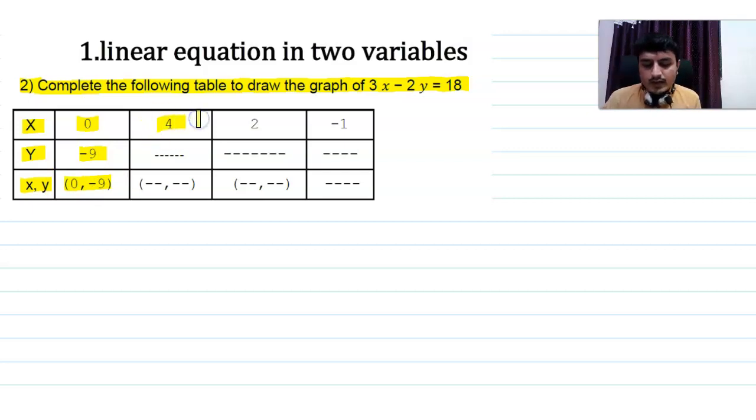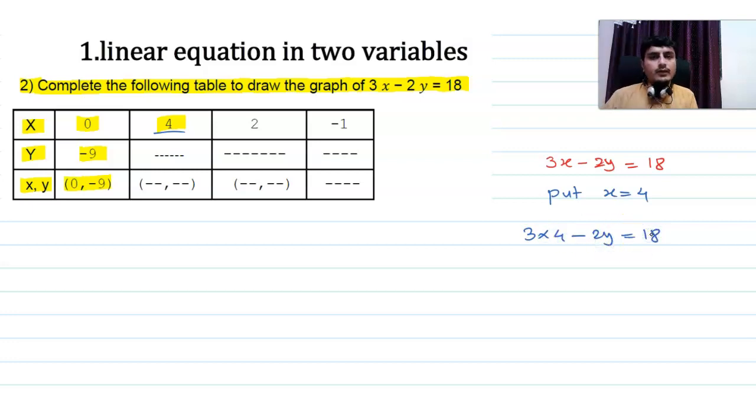Look at the next one. Now x equals 4. We have been given a linear equation in two variables of the form 3x minus 2y equals 18. Now once we replace the value of x by 4, that means put x equals 4, we get 3 into 4 minus 2y equals 18. Now everyone knows 3 fours are 12, so 12 minus 2y equals 18. Now the coefficient of variable y is itself a negative number, so try to shift that minus 2y from LHS to RHS, and simultaneously collect all constants towards the other side, the LHS.